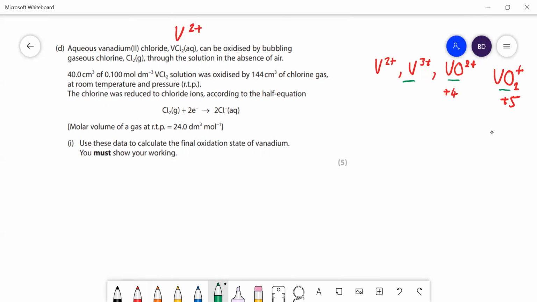So what we're going to do is find out the moles of V2+. The moles of V2+, we can work that out. That's concentration times the volume. So the concentration is 0.1, and the volume is 0.04. That's going to be 4 times 10 to the -3 moles of that.